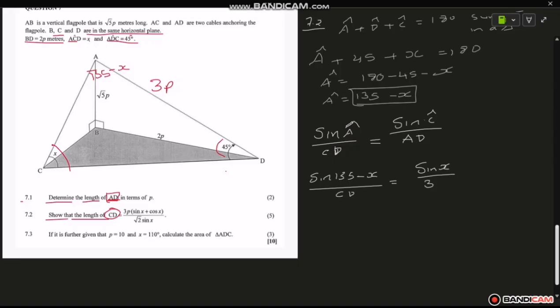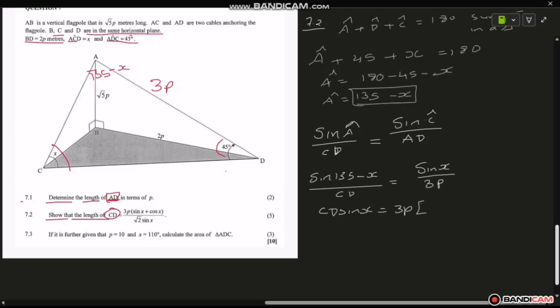We have 3p. Then we can actually cross multiply. We cross multiply sine(135 minus x) and 3p, and sine x and CD. Okay, let's see what we're going to have. I hope you understand why I use the sine rule, because we have angles and their opposite sides. So, CD sine x equals 3p open bracket sine.